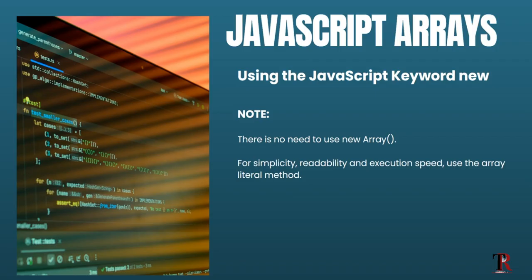So this is all you just need to know about the JavaScript keyword new when it comes to working with arrays, declaration, and other aspects of working with array, and to let you know that the use of the new Array method has no effect on the output of the array. Both the new Array method and the array literal method work the same, as neither of them has any effect on the output of your array.